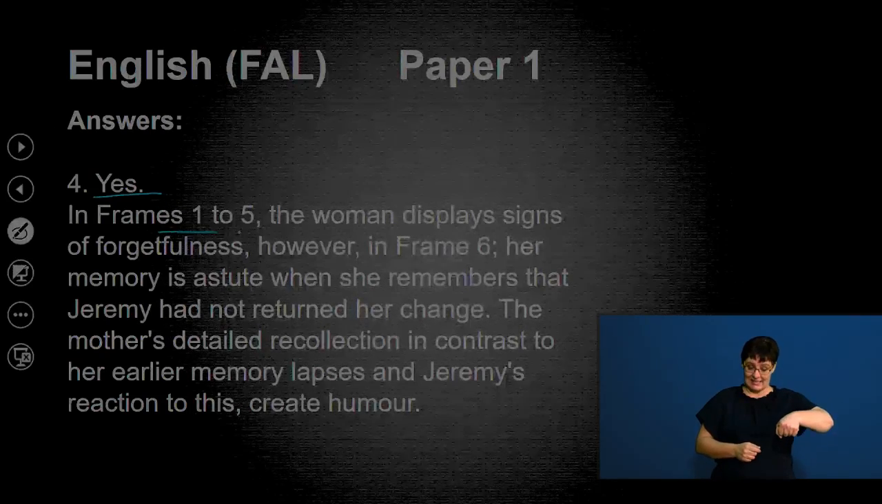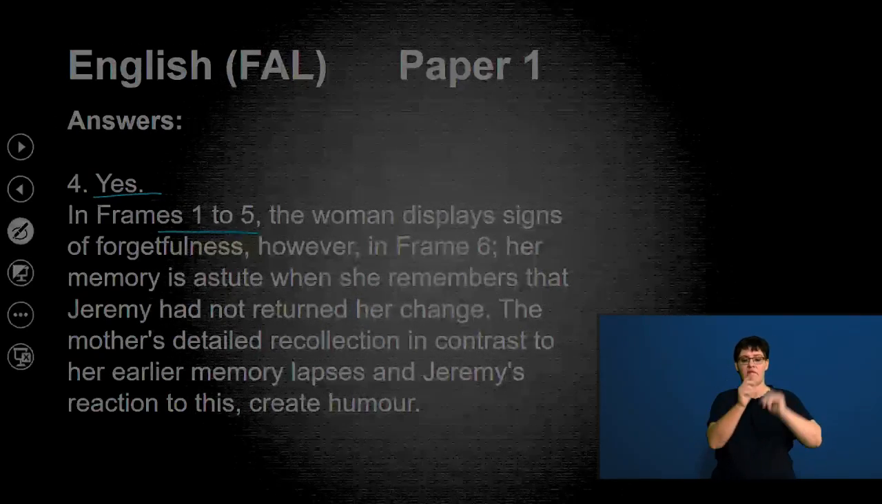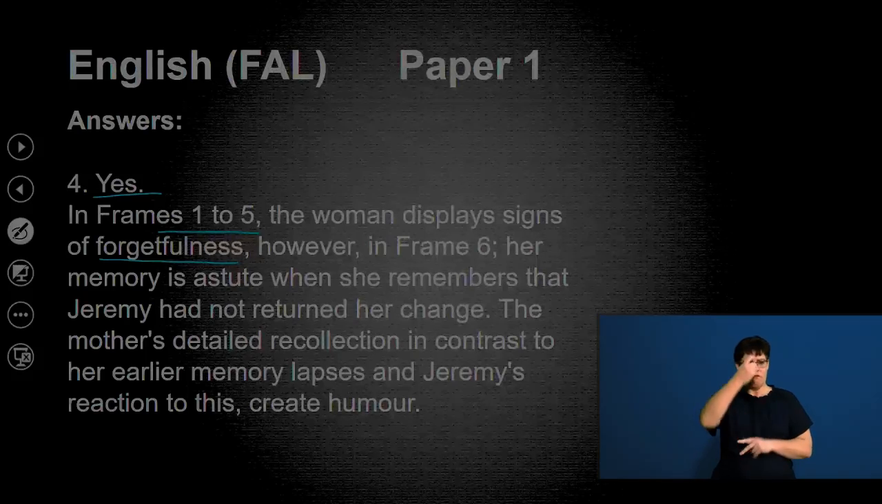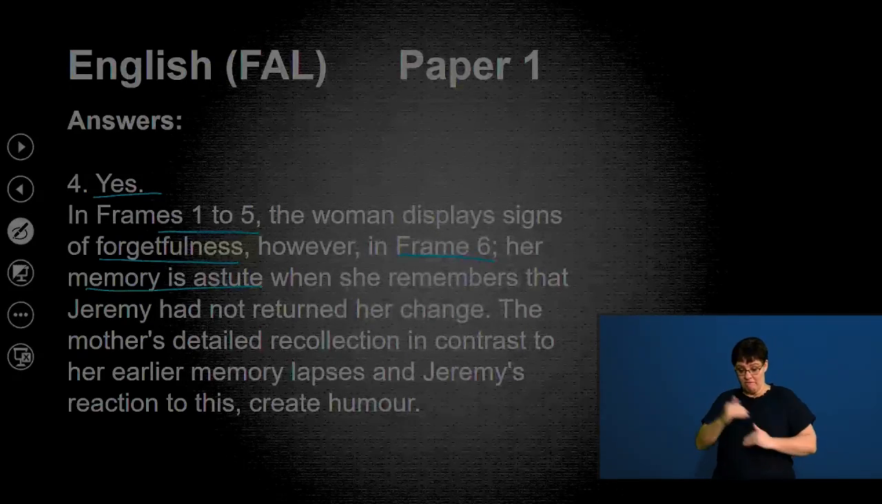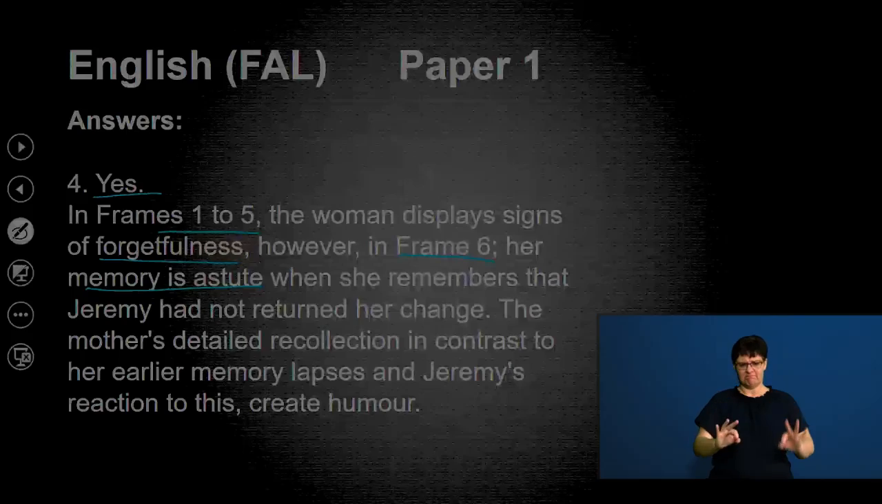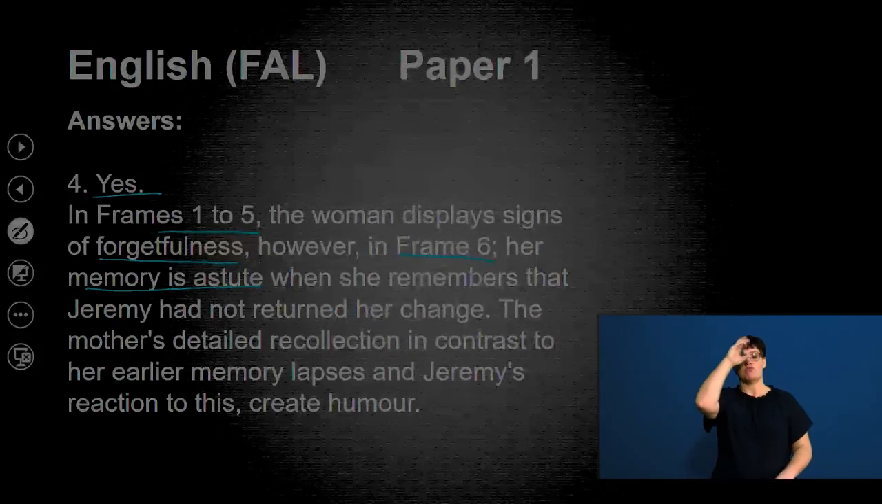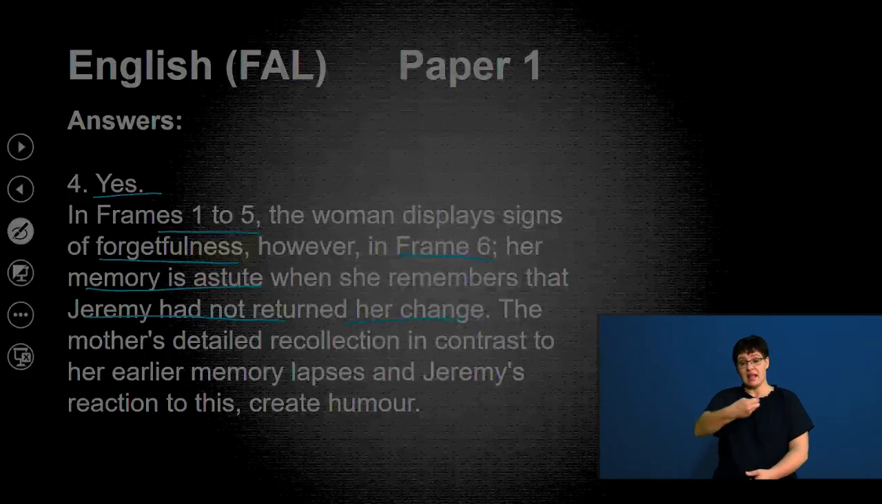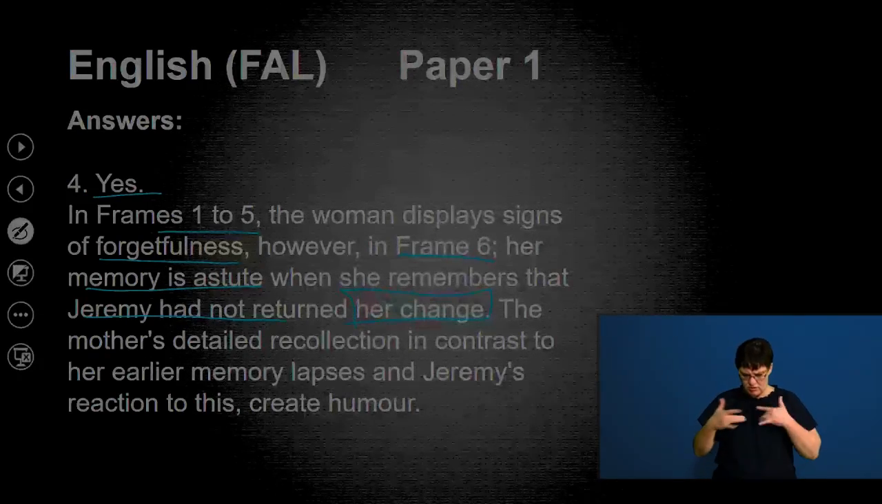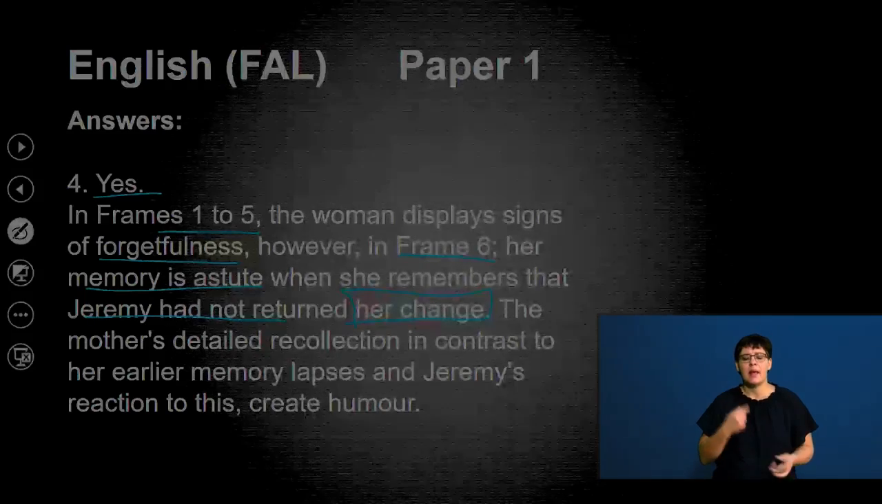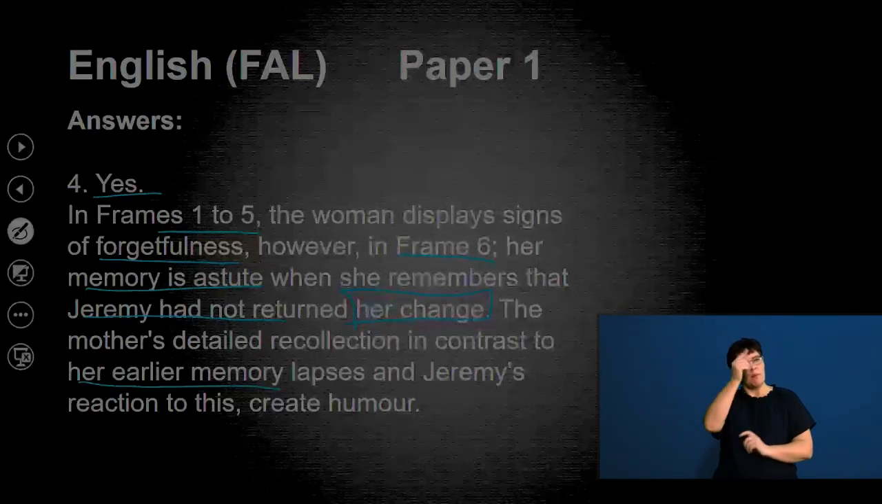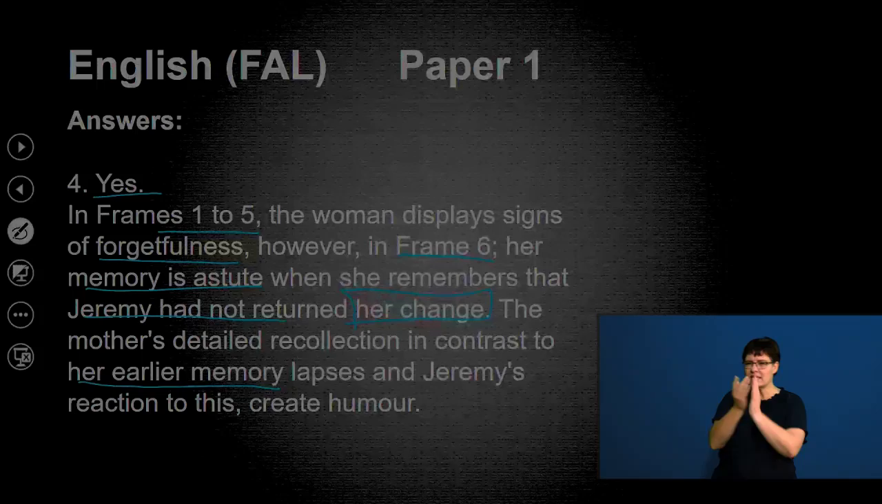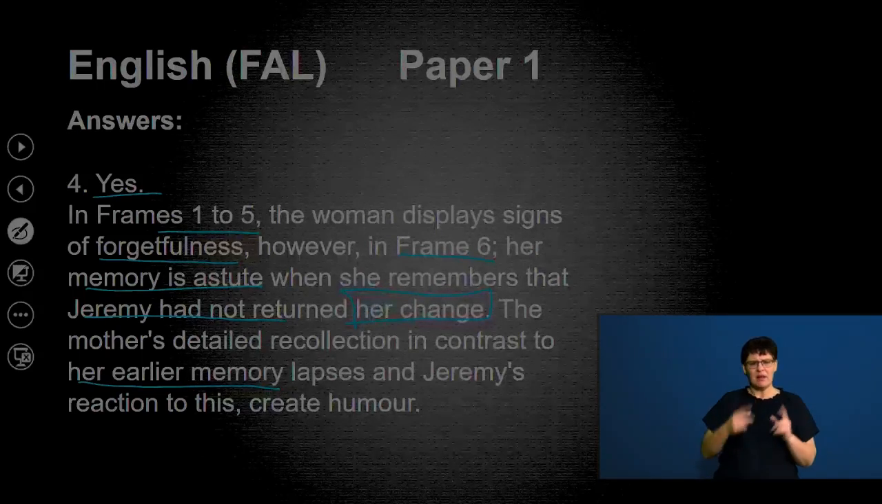So in frame 1 to 5, the woman displays signs of forgetfulness. However, in frame 6, her memory is astute. It means that suddenly she remembers things. Right? She remembers that Jeremy had not returned her change. So obviously now she is concerned about her money. And the mother's detailed recollection contrasts with her earlier memory. So it's a contrast of where she was always forgetful and suddenly she remembers.